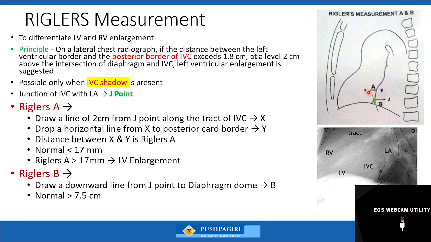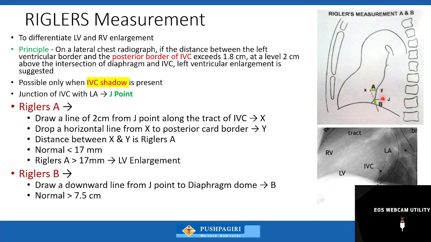And from X, we have to draw a horizontal line towards the posterior aspect. That will be the Y. So this XY, the distance between X and Y, is called the regular A. Normally, this value is less than 17 mm. If it is more than 17 mm, we can call it LV enlargement. And if it is less, it could be RV enlargement also.